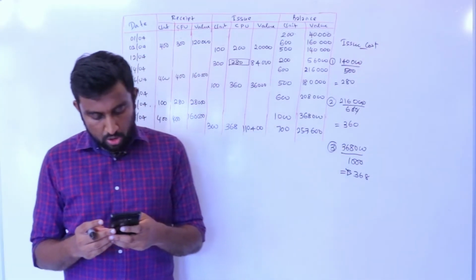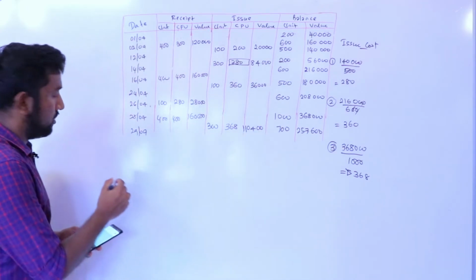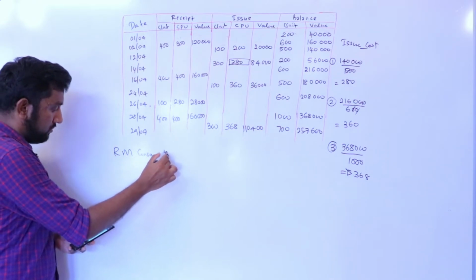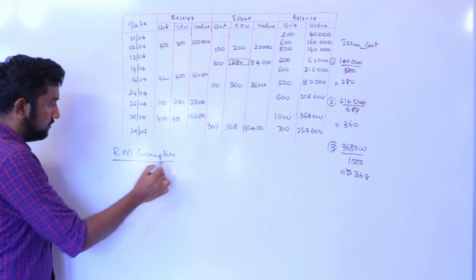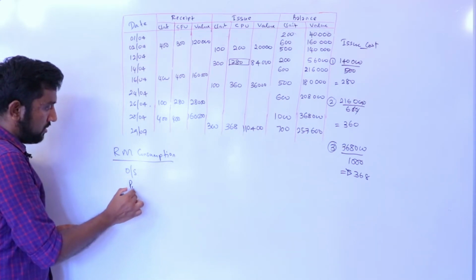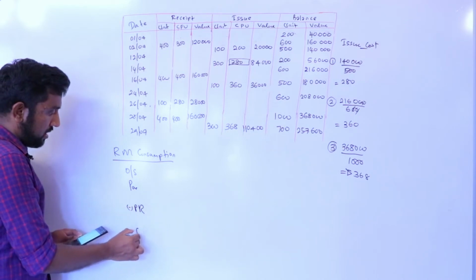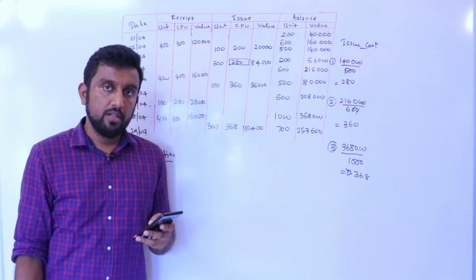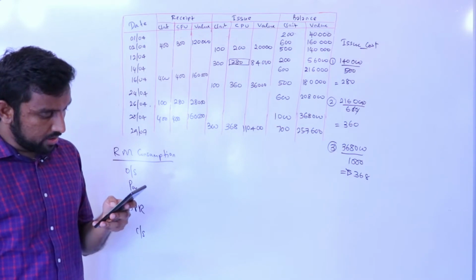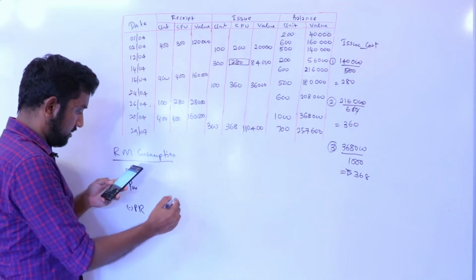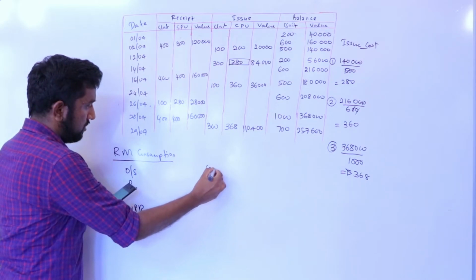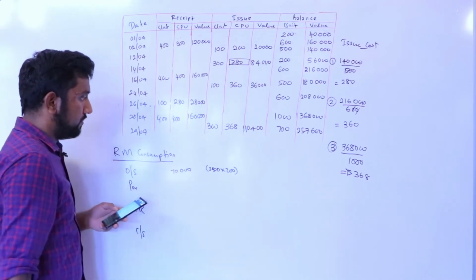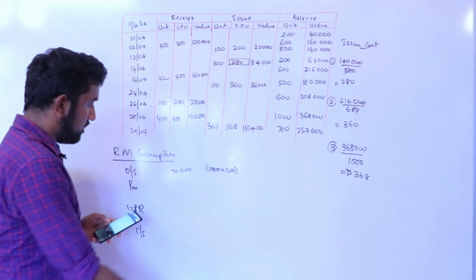Okay, the second requirement, raw material consumption for the month. So for raw material consumption, we have the same working: opening stock, purchase, return and closing stock. In this question, the opening stock and the closing stock at the production department are given. So opening stock is 350 into 200, which is 70,000. And closing stock is 300 into 100.